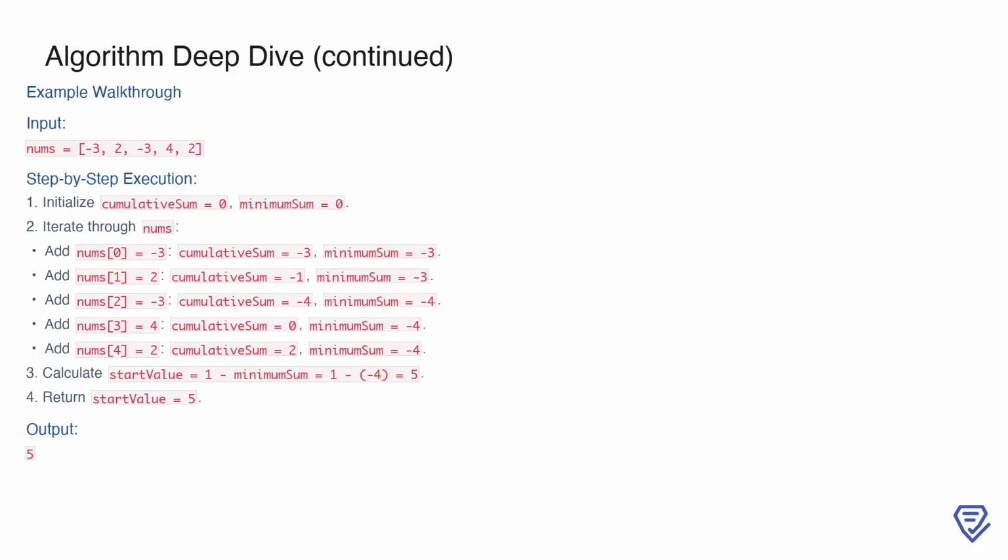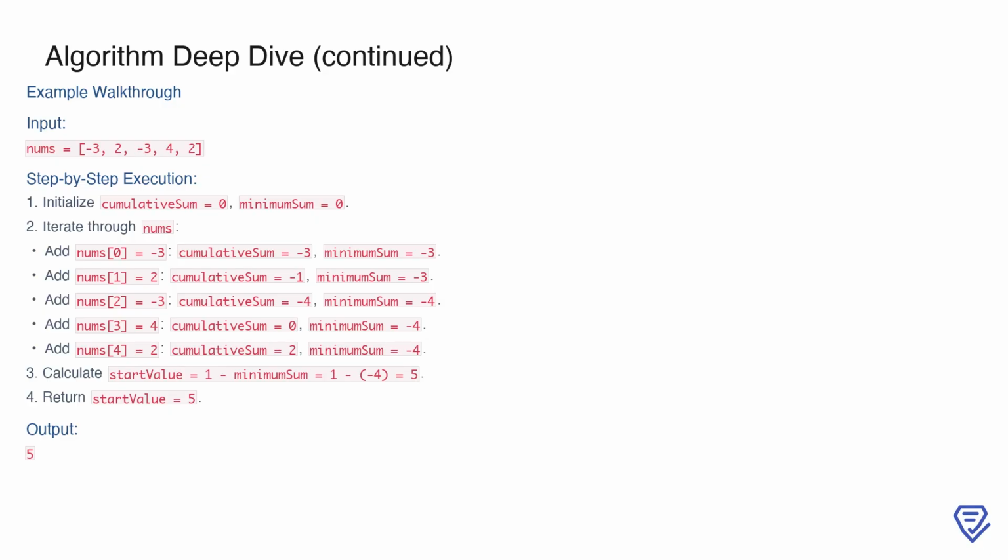Suppose the input array is nums equals -3, 2, -3, 4, 2. We start by initializing cumulative sum equals 0 and minimum sum equals 0. Iterating through the array, we first add nums[0] equals -3 to cumulative sum, giving cumulative sum equals -3. We update minimum sum to -3. Next, adding nums[1] equals 2 results in cumulative sum equals -1, but minimum sum remains -3.